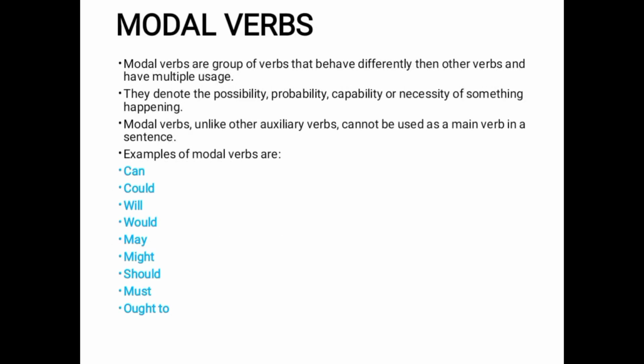Modal verbs. Modal verbs are a group of verbs that behave differently than other verbs and have multiple usages. They denote the possibility, probability, capability, or necessity of something happening. Modal verbs, unlike other auxiliary verbs, cannot be used as a main verb in a sentence. Examples of modal verbs are can, could, will, would, may, might, should, must, ought to.